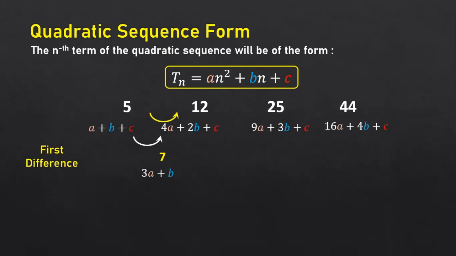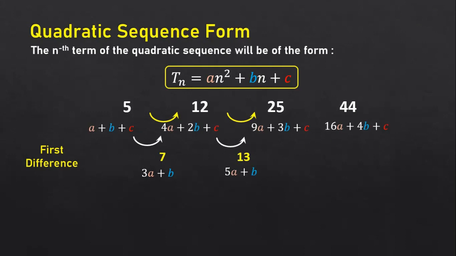Okay, students, now we go to 12 and 25. The difference is 25 minus 12. We got 13, that's right. So what about the equation? In the same way, we find 9a plus 3b plus c minus 4a plus 2b plus c, right? So we found 5a plus b. You can prove it, students. Very easy.